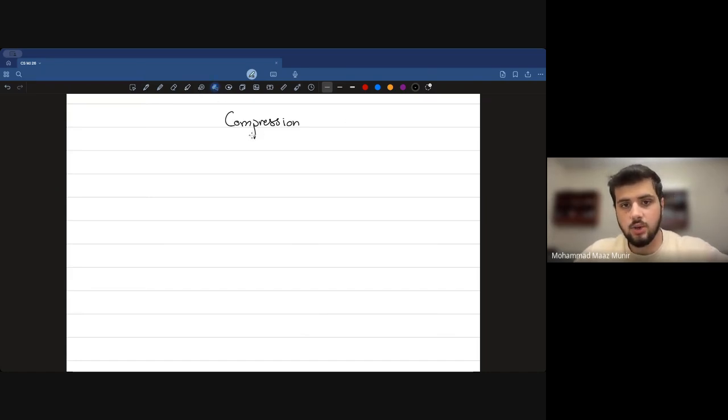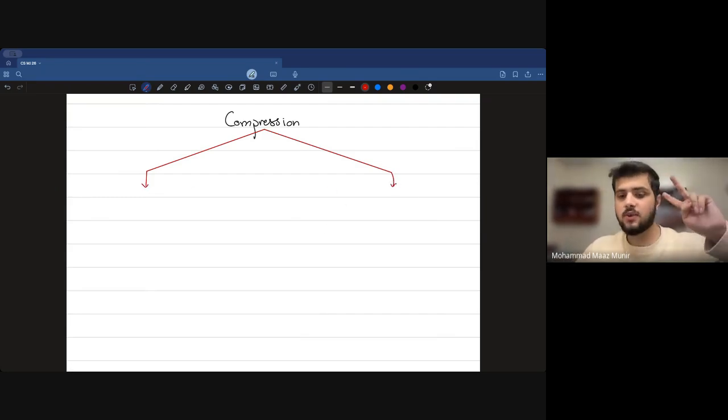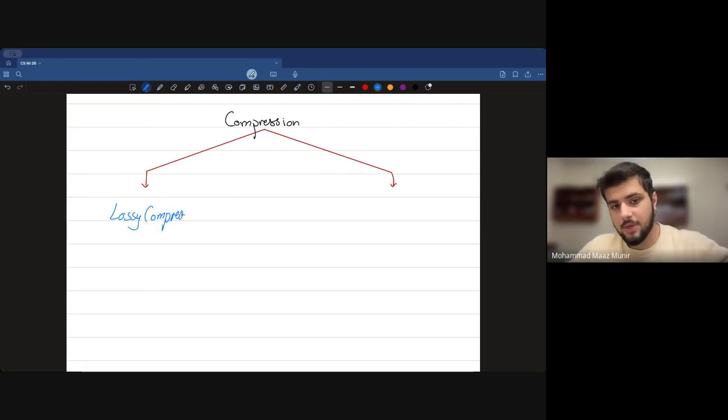So one line comes from here and it goes like this, and the other line is like this, right? Let me make it a bit neat. So this one arrow and this one arrow. We have two types of compression in the course. One is known as lossy compression. Let me write it up here. Lossy compression. And the other one is known as lossless compression.